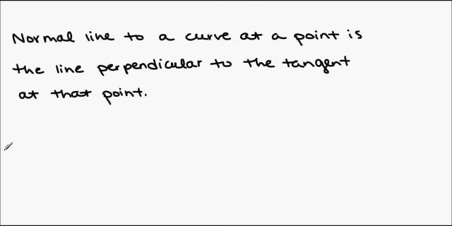Okay. And the normal line to a curve at a point is the line perpendicular to the tangent line at that point. So one of your objectives is to write equations of normal lines. Normal lines are perpendicular to tangent lines. Remember, the perpendicular means opposite reciprocal slope. So it has opposite reciprocal slope of the tangent line.